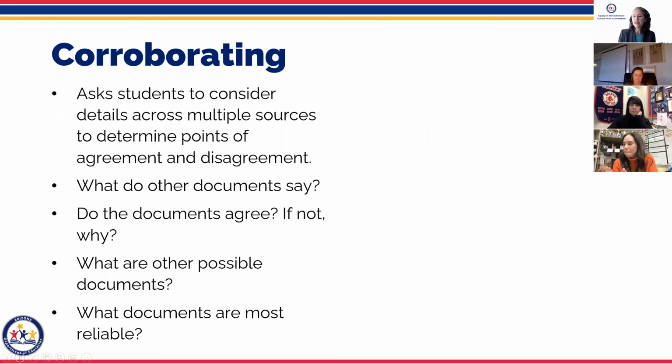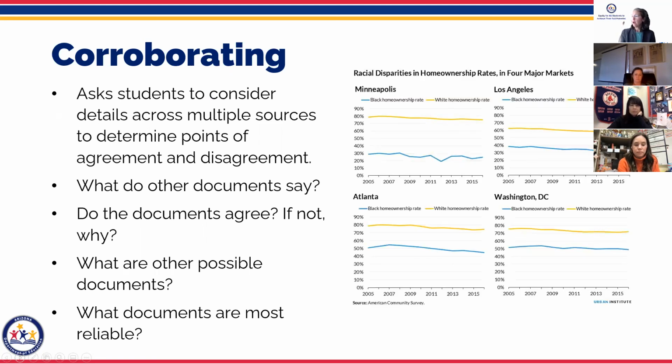So this is an economics example that I did when I talked about the Fair Housing Act. It would also work with US or Gov. But we want kids to consider details across multiple sources, right? Determining points of agreement, what do other documents say? So here I have a graph from an American Community Survey from the Urban Institute that shows disparities in home ownership between whites and blacks in 4 major markets. And so this would be maybe after we read the Fair Housing Act or Civil Rights Act of 1968. So in this case, what do other documents say?